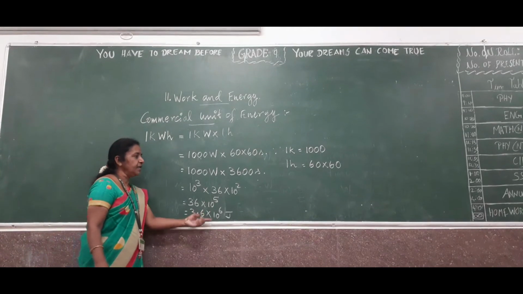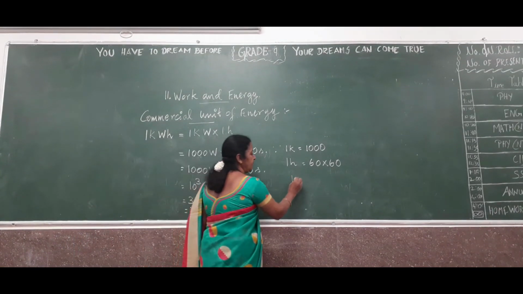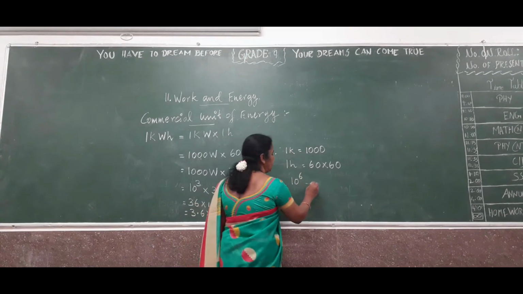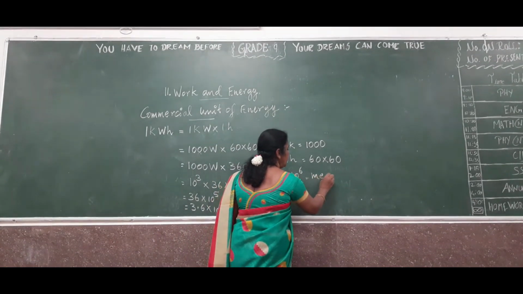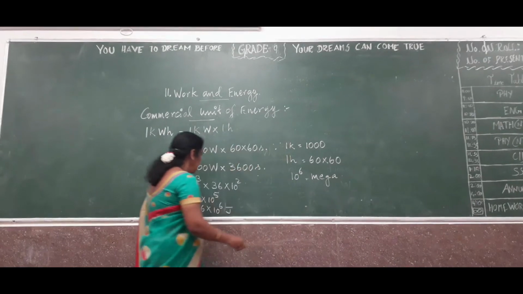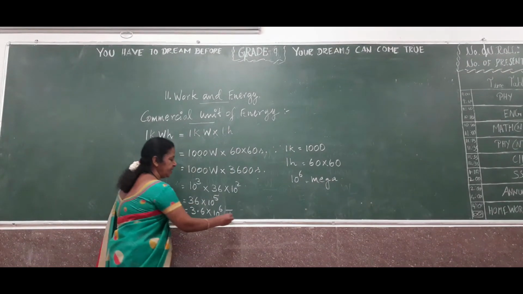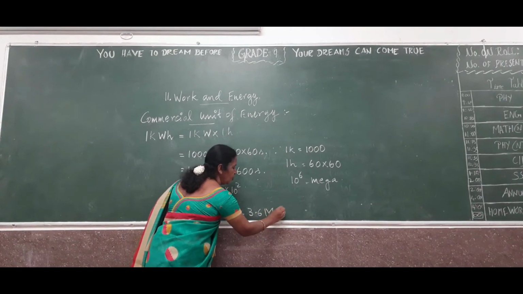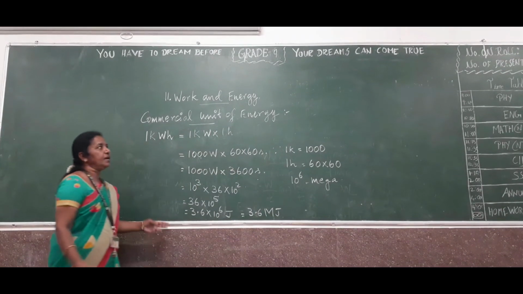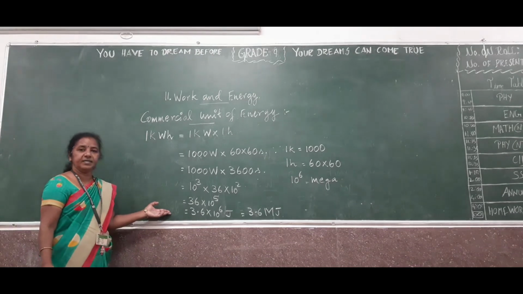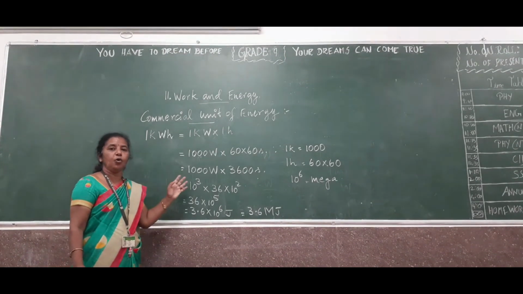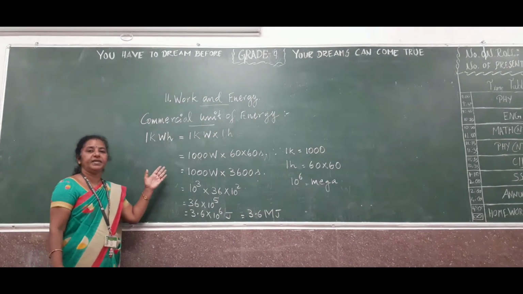Now this 6, as we saw in the last class, 10 power 6 is nothing but mega. So this value can be written as 3.6 megajoule. So this is the commercial unit of energy. When you are paying the bill to the electricity board, this conversion should take place.